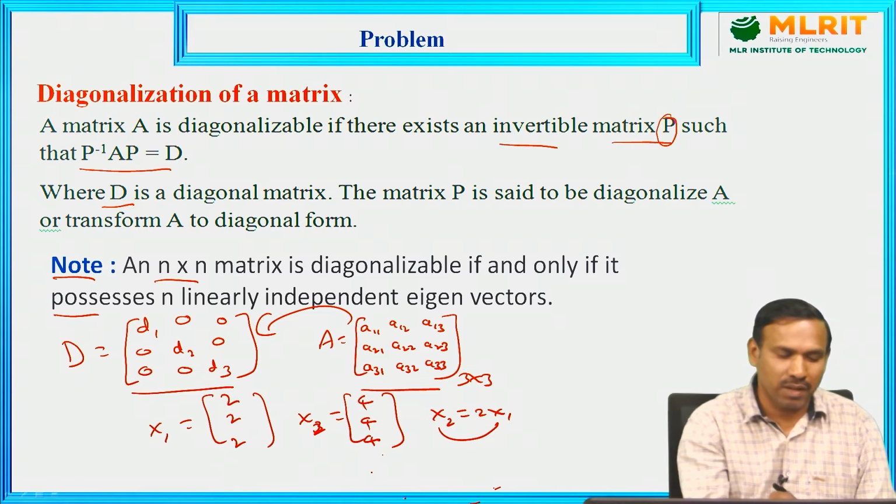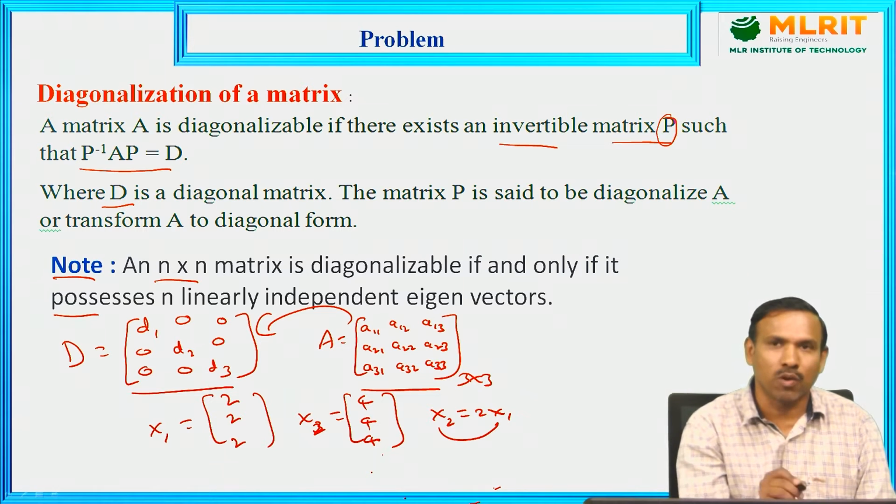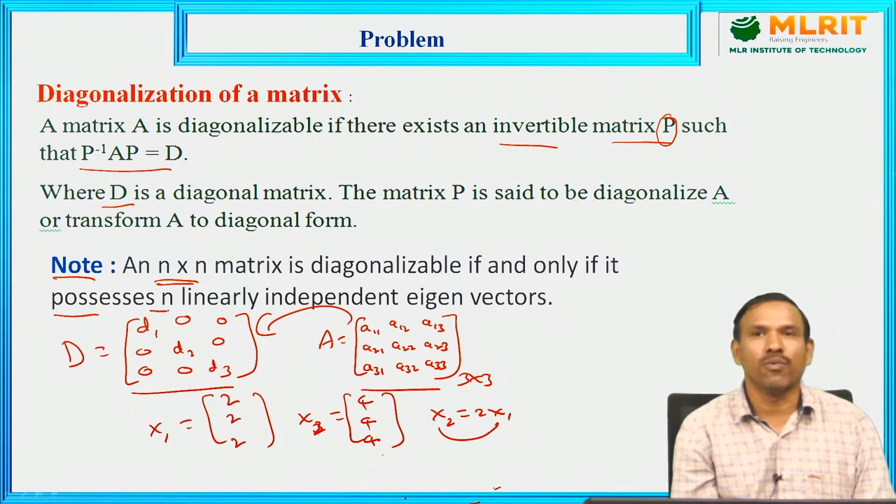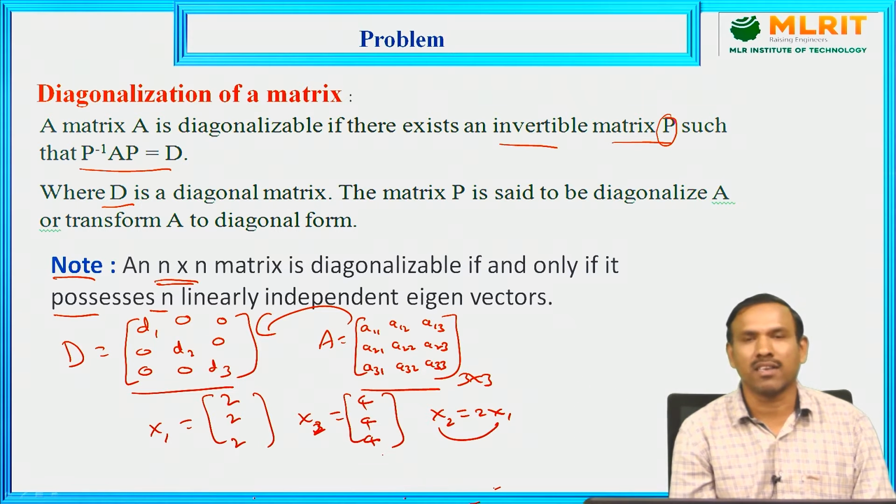As per the theorem statement, I am giving this as a note point. If it is an n cross n matrix, you have to get n linearly independent eigenvectors. Then only diagonalization is possible. Suppose we don't get n eigenvectors, the given matrix cannot be diagonalized. That we will clearly discuss in the next video lecture. Today we discuss the matrices which can be diagonalized.